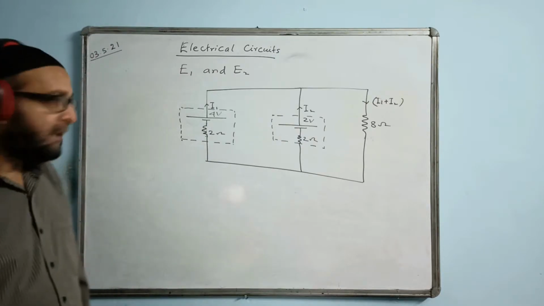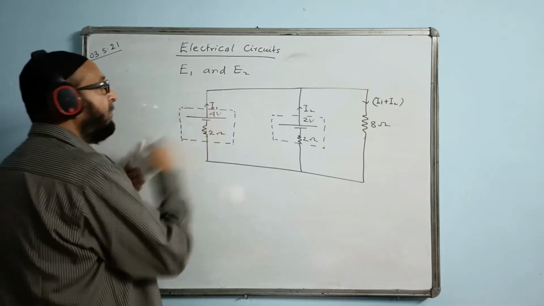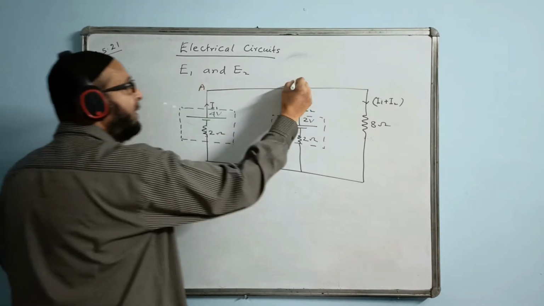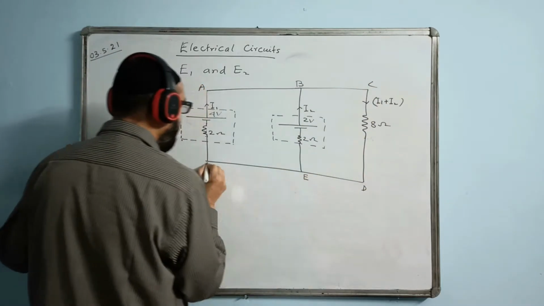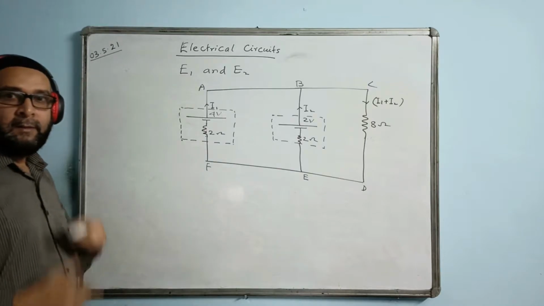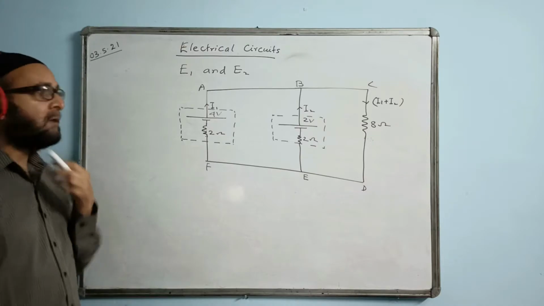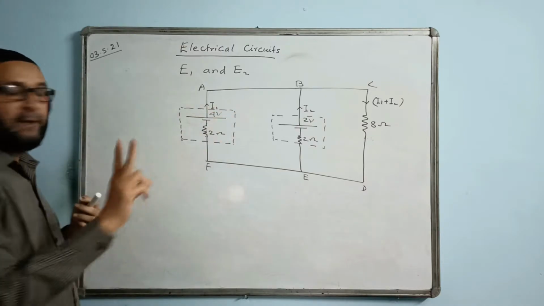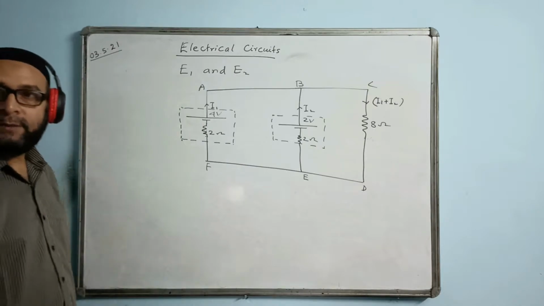So this is the circuit given. Now, how to find the value of current? I will name these points randomly: A, B, C, D, E, F. I'll take the loops, closed paths, one by one. There are two unknowns, I1 and I2. We'll find these two quantities by having two equations and solving them simultaneously.